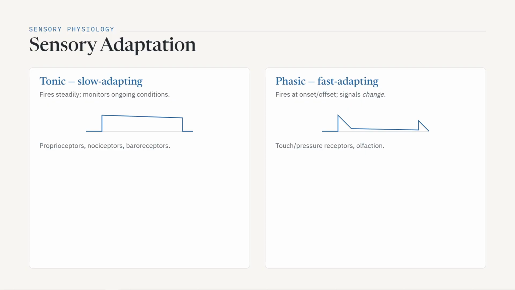Proprioceptors are a good example. You always need to know where your limbs are. So are nociceptors. Pain shouldn't fade while the danger's still there.